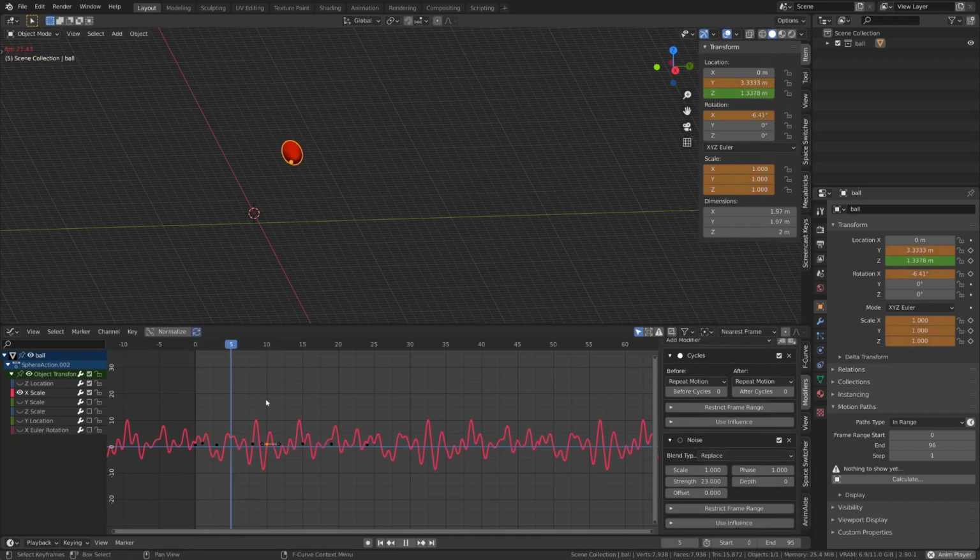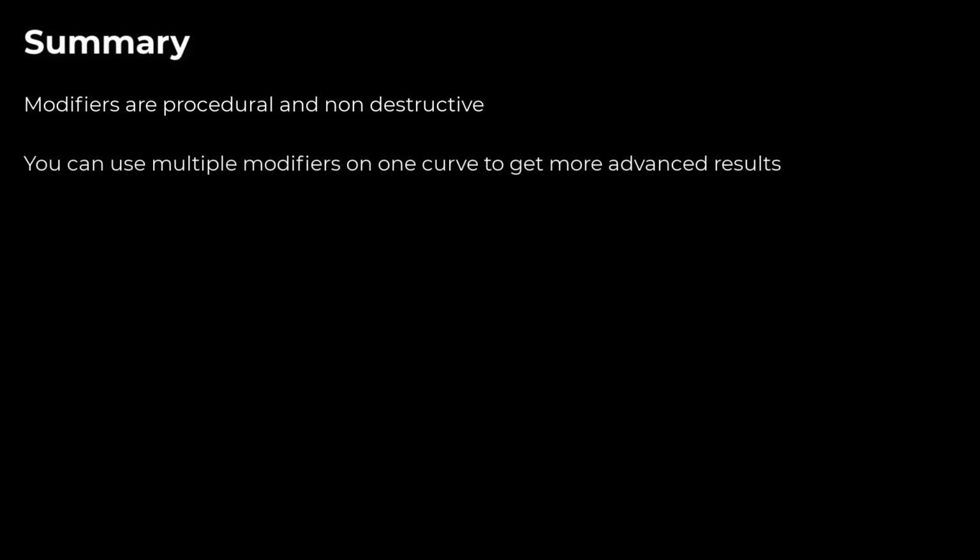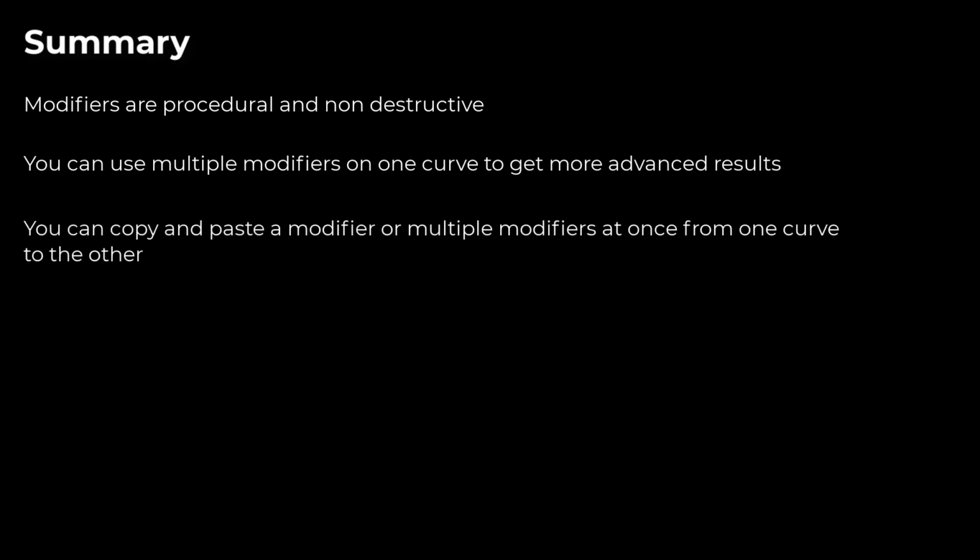To summarize, we have seen that we can use modifiers to modify our curve behavior procedurally and in a non-destructive manner. Modifiers can be stacked one on top of another to get more advanced results. Modifiers can be copied and pasted from one curve to the other. We can add modifiers on a whole action through the NLA editor.